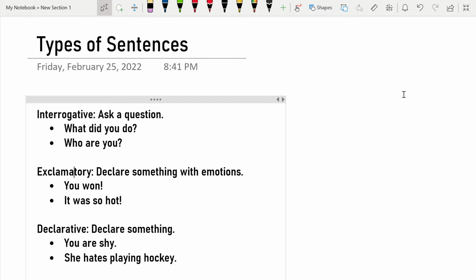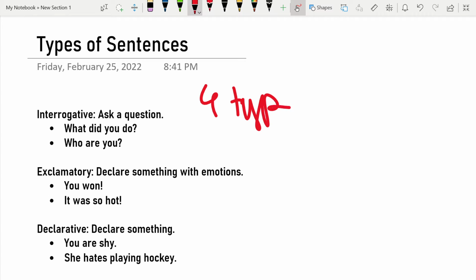Let's go. Alright, so the first type of sentence that we're going to be talking about is interrogative. Now, there are four types of sentences. Alright, the four are interrogative, exclamatory, declarative, and imperative. Now, they all are sentences, and we want to learn about them because we use them in daily life. So let's try to know about them.